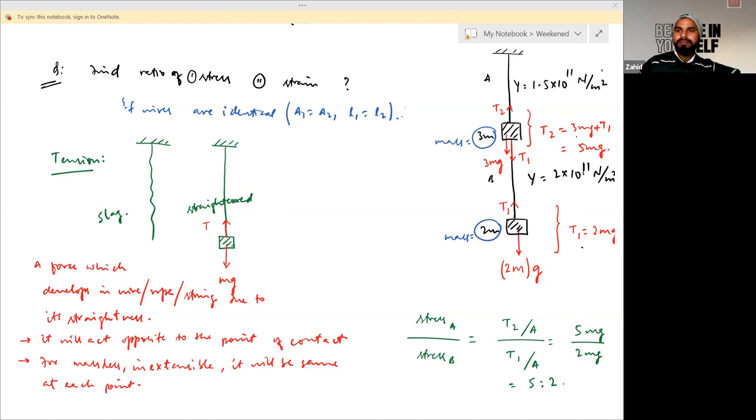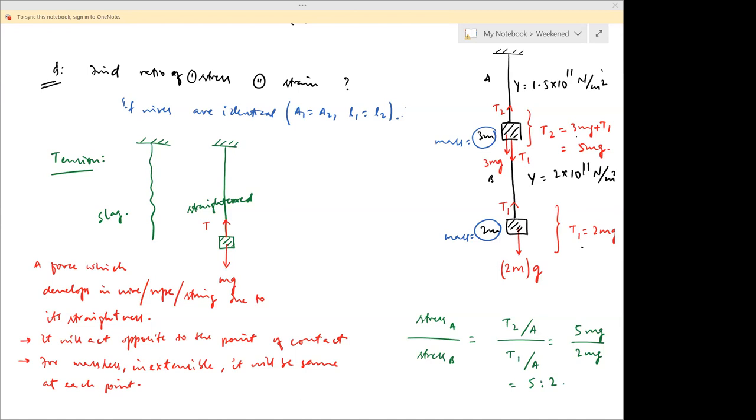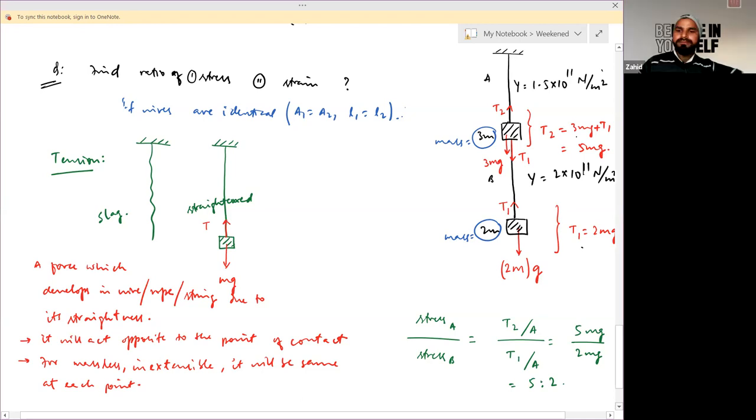Mamuna, have you written? Yes, sir. Wahid? Okay, try to solve the second part, how to calculate the ratio of strain.